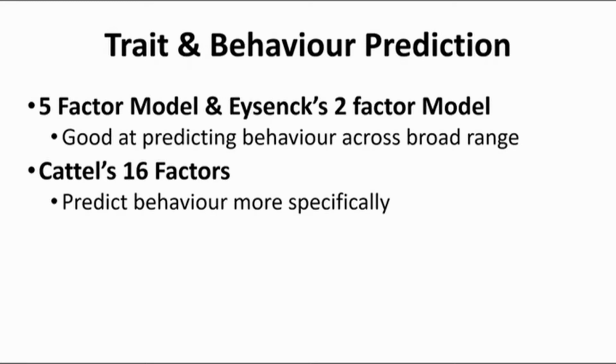And again, as we might expect, the 16-factor model ends up being better at predicting specific behavior. So because it has more of a fine resolution with more factors, it gives us a better prediction of specific behavior. So I guess it turns out that the better model depends on what it is you're looking for. If you're looking for a broad interpretation of behavior, then either the 5 or 2-factor models would be sufficient. But if you want a more specific prediction, then the 16-factor model is the best way to go.